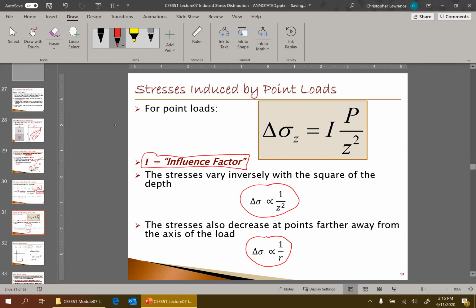So the only thing that really changes for different kinds of loads is this influence factor, and I'll come to that in just a minute. So this is point loads, and Boussinesq first developed this theory, developing exactly what I is and how it is related to P and Z squared. Okay, and so, a very simple example.